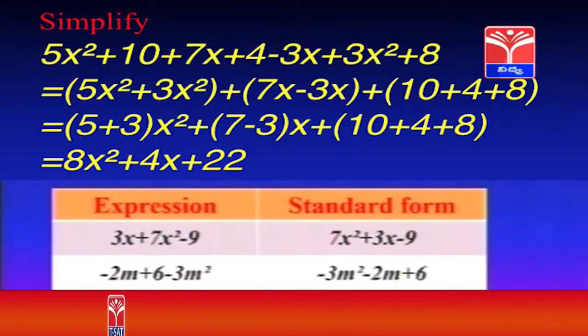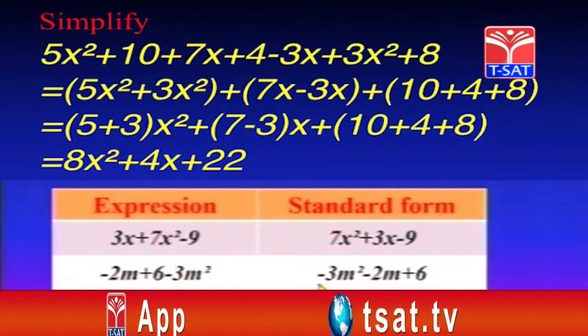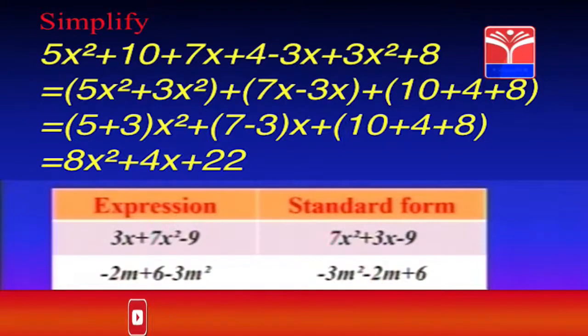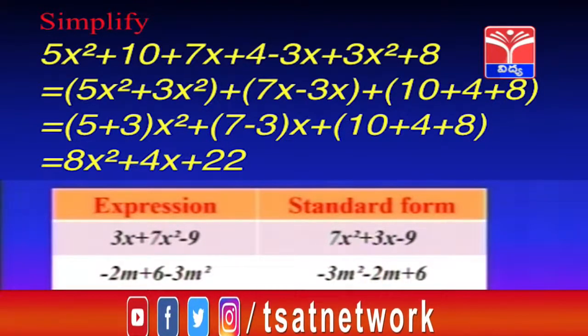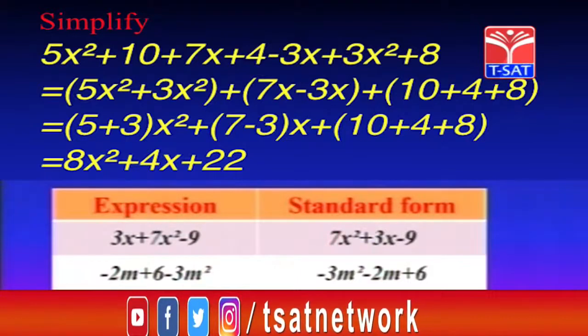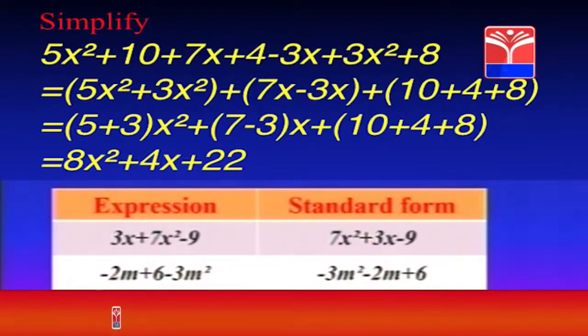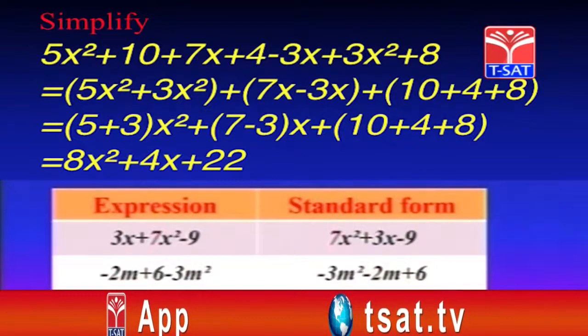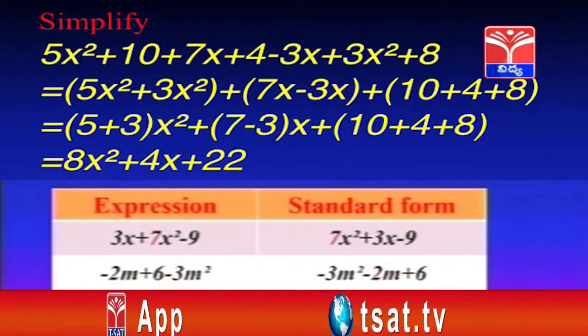Next one, minus 2m plus 6 minus 3m square. So you can write this as minus 3m square minus 2m plus 6. The last one, y cube plus 1 plus y minus 3y square, that is y cube minus 3y square plus y plus 1. So this is called the standard form of this.